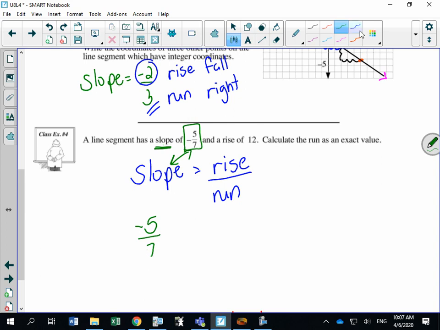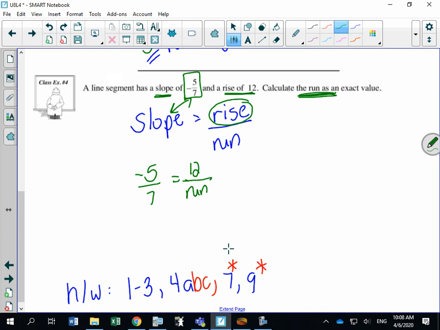So essentially, you guys, that is a fall of 5 and a run to the right 7, right? That's what the slope is. Then it says, okay, using this formula, they want the rise to be 12. So let's take this out and put 12 in. And what would the run be? Calculate the run.